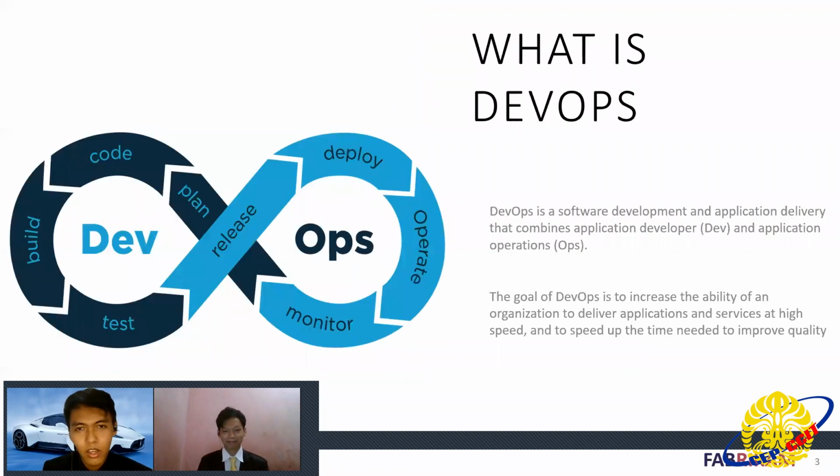Okay, so what is DevOps? DevOps is software development and application delivery that combines application development, or Dev, and application operations, or Ops. The goal of DevOps is to increase the ability of an organization to deliver applications and services at high speed and to speed up the time needed to improve quality. On the left, you can see the procedure: planning what project you want to work on, coding, code commit, pull and test, release, deploy, operate and monitor, then going back to plan.